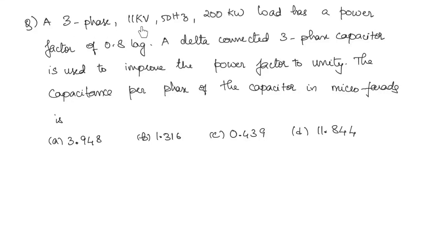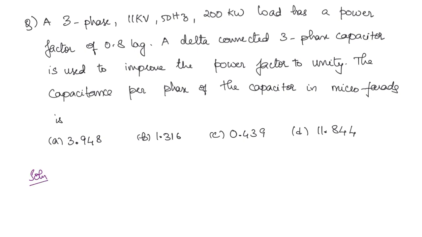A 3-phase 11 kilovolt 50 Hz 200 kilowatt load has a power factor of 0.8 lag. A delta connected 3-phase capacitor is used to improve the power factor to unity. The capacitance per phase of the capacitor in microfarads is. So we will see how to do this problem.